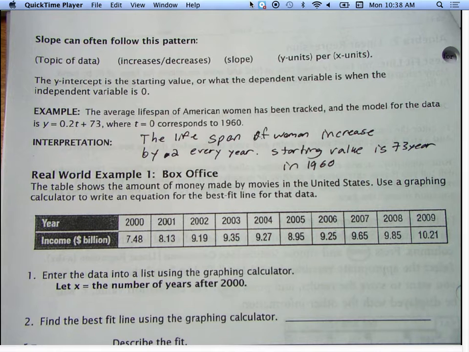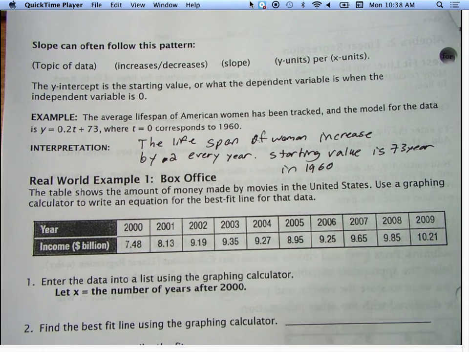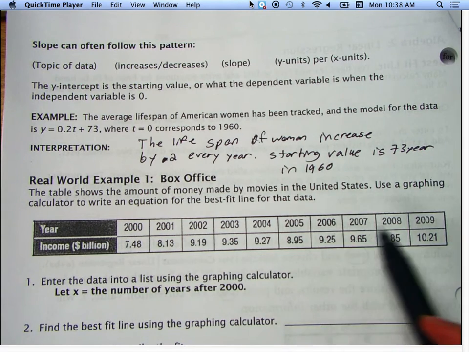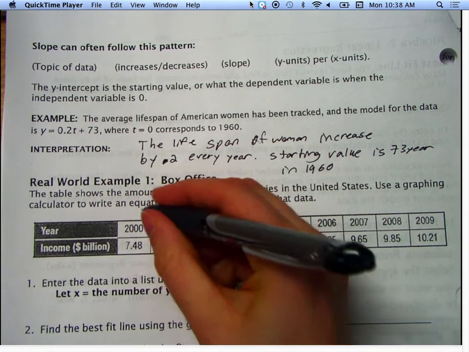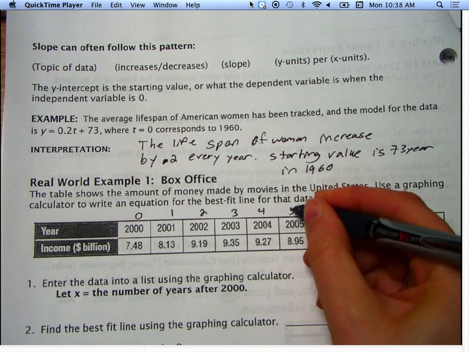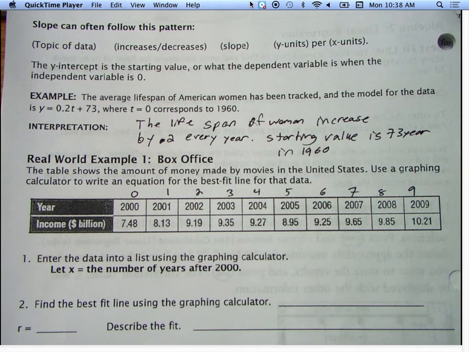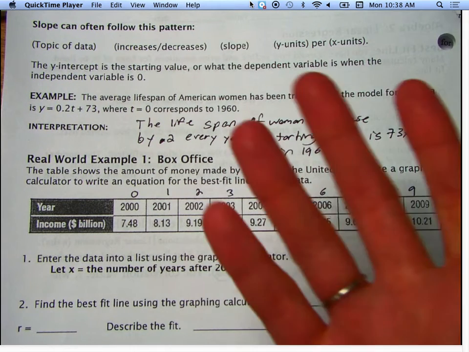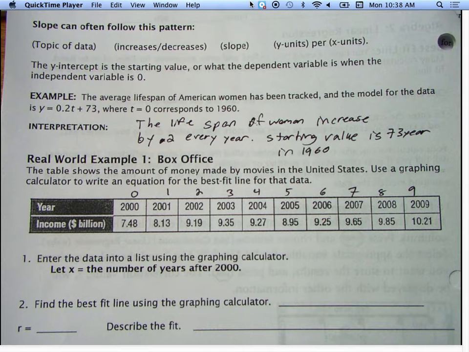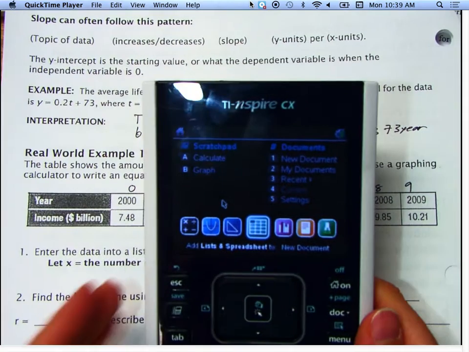Now we've got this data right here, and we are going to put it into our calculator. And there's kind of some instructions in the front, and I've kind of gone over some too. But instead of typing in 2000, 2001, 2002, 2003, 4, 5, 6, 7, 8, and 9, we're going to type it in as 0, 1, 2, 3, 4, 5, 6, 7, 8, and 9. Okay, I'm going to try to show what my calculator looks like underneath this screen so that it will record a little bit better. So tell me if you guys are having trouble seeing this.